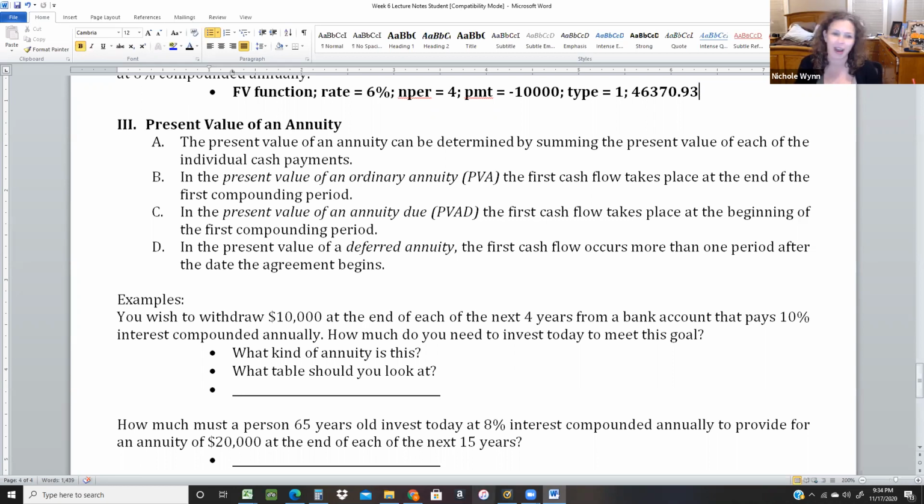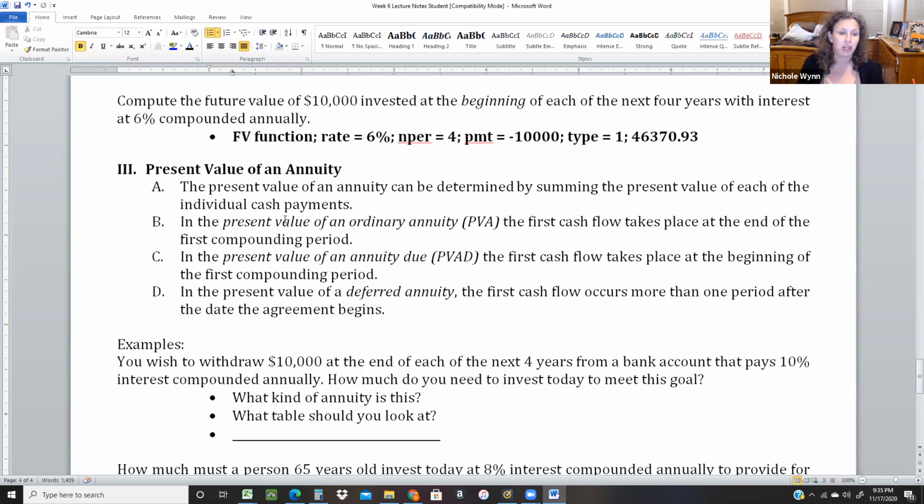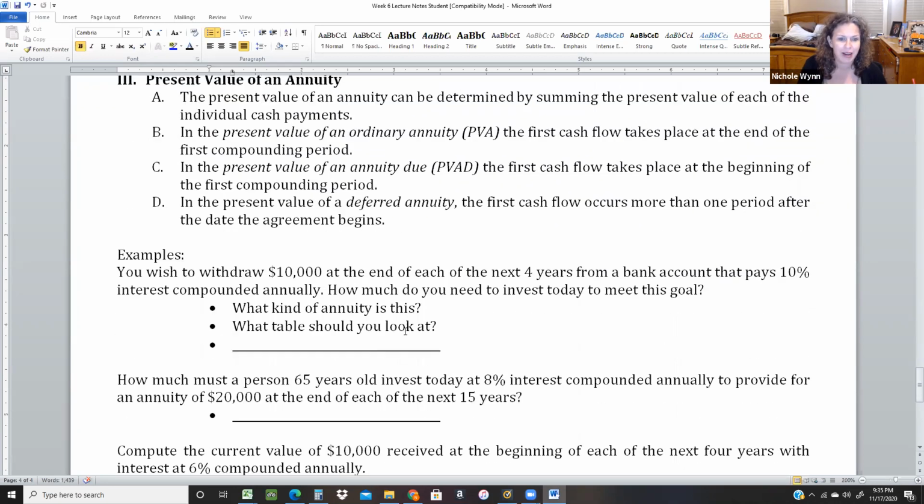But if I wanted them to have $10,000 a year to live on, and so I wanted to know, I'm going to put some money away today so that each year they're going to be able to pull out $10,000 for 4 years. So it is an annuity because it's more than one payment at the end of each of the next 4 years. And so we're not going to use a table. We're going to use a function.